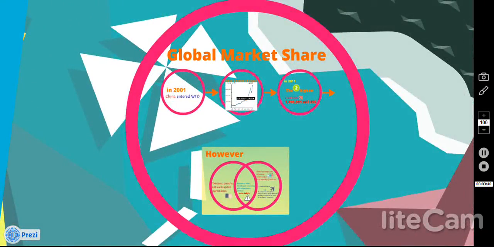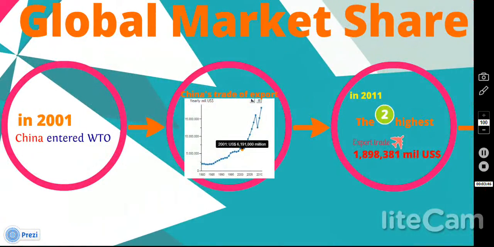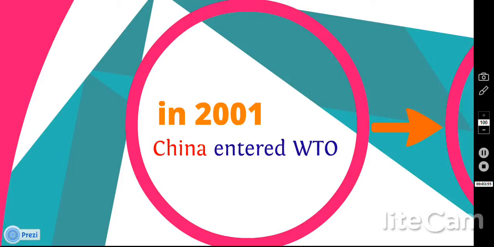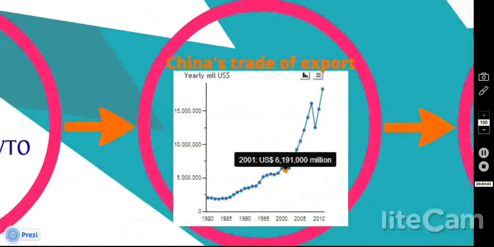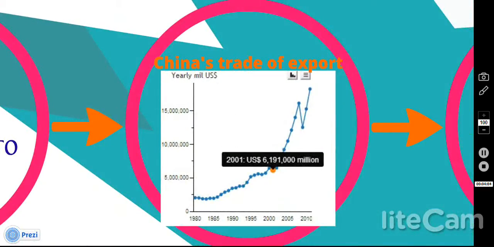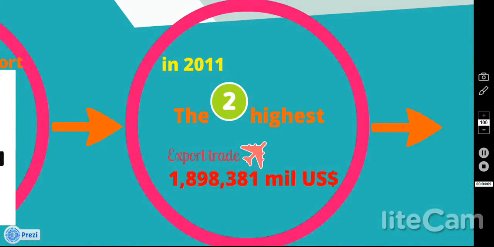Now, we will talk about the third advantage, increased global market share. International trade can help countries, especially developing countries, to increase global market share. In 2001, China successfully entered the World Trade Organization. Since then, China has experienced a sharp increase in its exports. Its global market share is currently the second highest in the world, achieving $198,381 million in 2011.